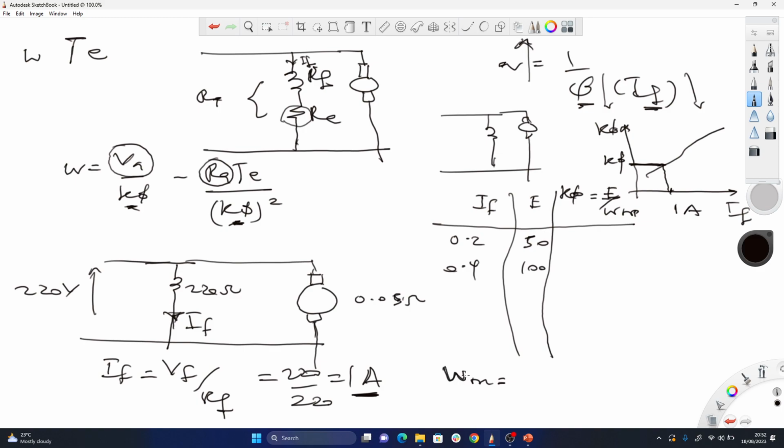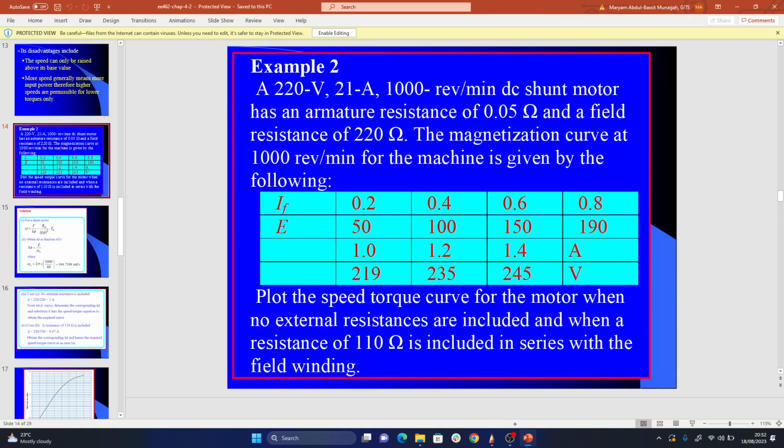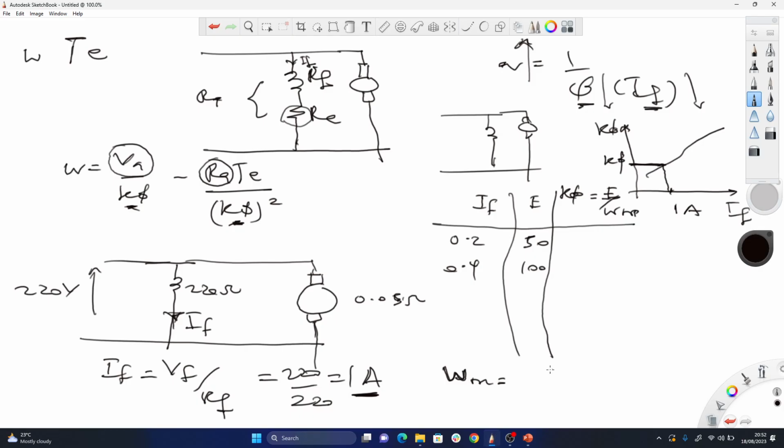Omega M, that is the motor speed, right? It was given to me as 1000 rev per minute. So 1000 rev per minute, 1000 times pi over 60. So I'll get 1000 times 2 pi over 60.